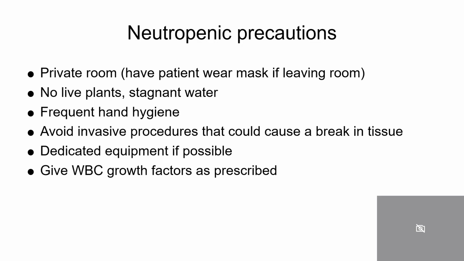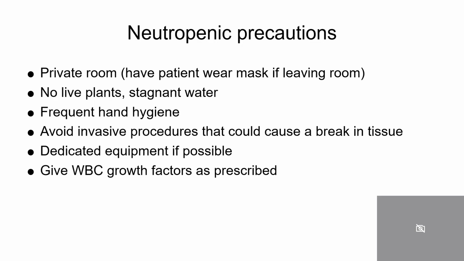For patients that are on neutropenic precautions, these are the patients where it's been determined that their results are less than 1,000 for their ANC count. They're going to require a private room. If they leave the room, they're going to need to wear a mask. No live plants or stagnant water, because that can increase their susceptibility for infection. Frequent hand hygiene, of course. We don't want to do any invasive procedures unless they're absolutely necessary.